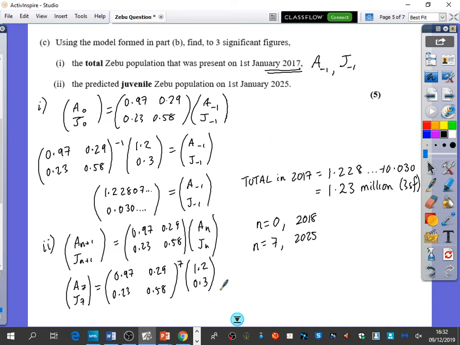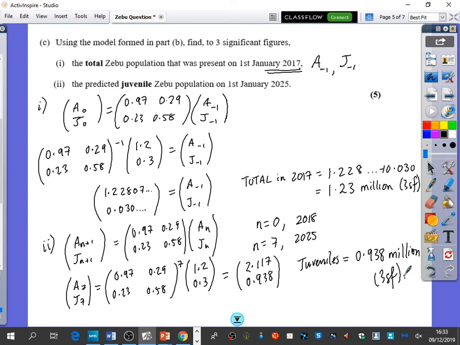So you can go back to what we've got written on your calculator, and we can apply it 7 times, and we get 2.117 and 0.938. Yeah, it's a bit like compound interest, isn't it? So you apply it 1, 2, 3, 4, 5, 6, 7 times. Just the bottom one. So our answer is that juveniles, we predict 0.938 million.